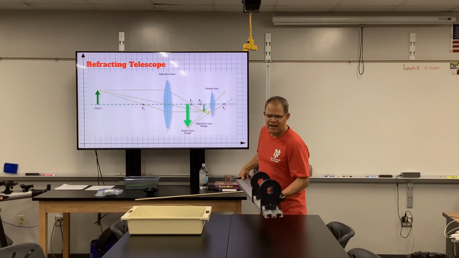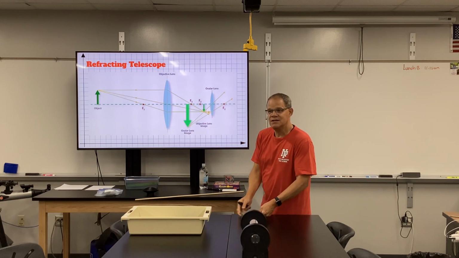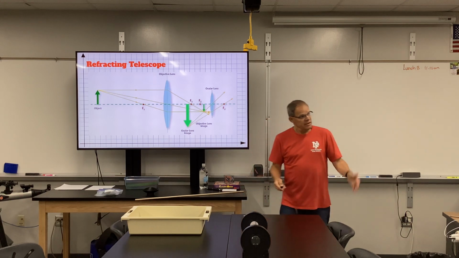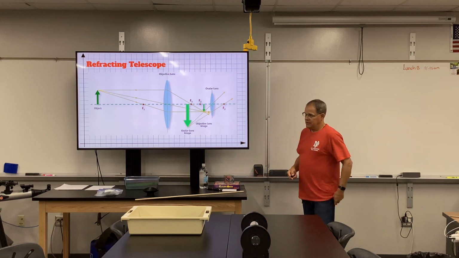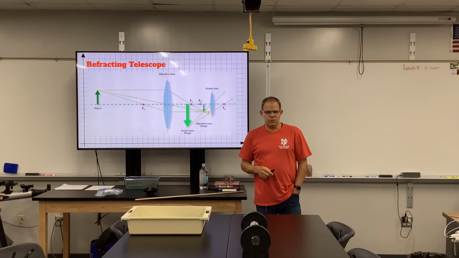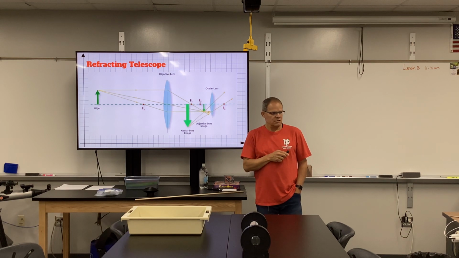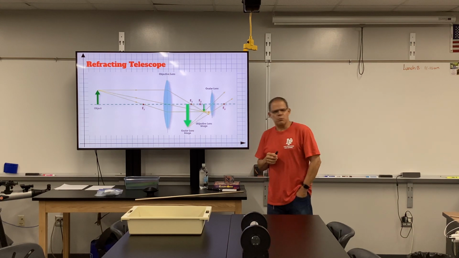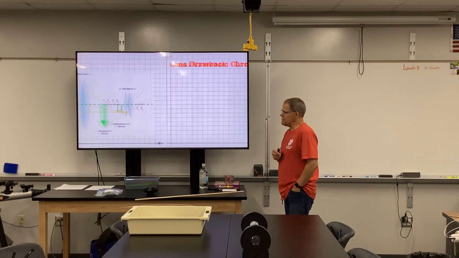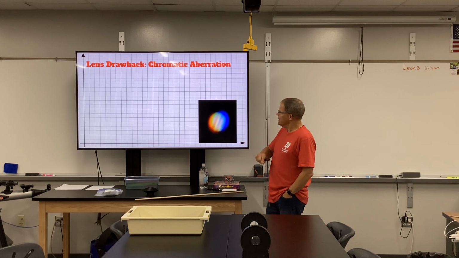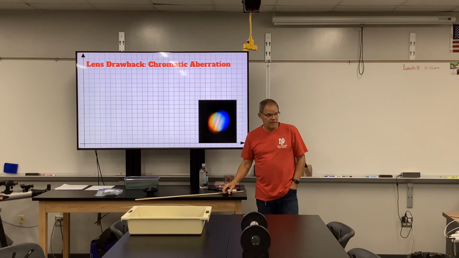So we can stack together lenses in clever ways to make optical instruments. So a telescope's an example of one. What's another example of an optical instrument we use with multiple lenses? Microscope. A microscope, yeah, and it works on a very similar principle, except the object you're looking at is not far away. Now, telescopes have a problem.